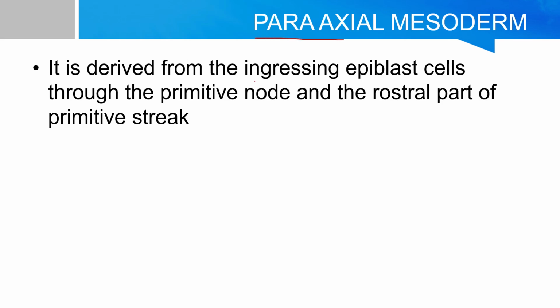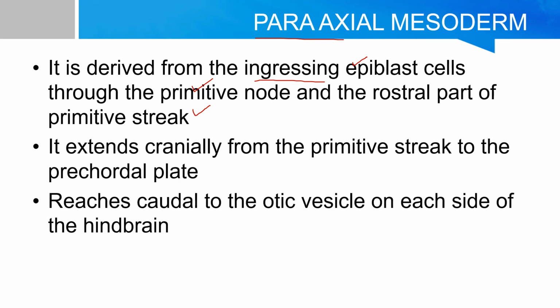What is paraxial mesoderm? How is it derived? We have seen in the previous class that all the three layers are derived from the primitive streak. So this paraxial mesoderm is also derived from the primitive node and the rostral part of the primitive streak. It extends cranially from the primitive streak to the precaudal plate and also reaches caudal to the otic vesicle on each side of the hindbrain also.